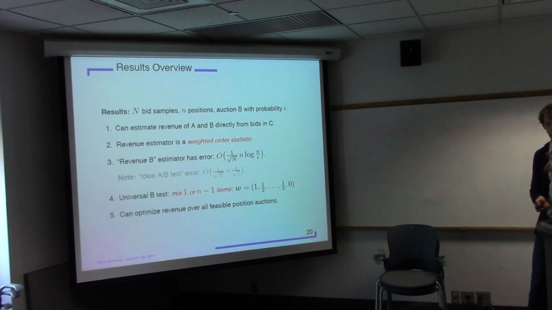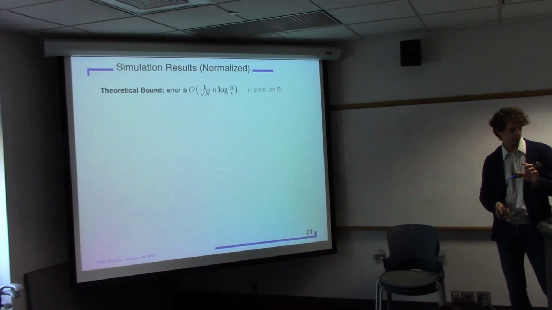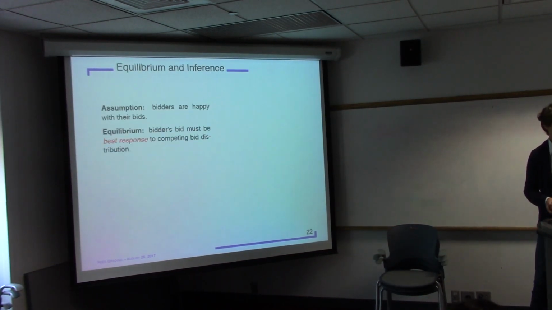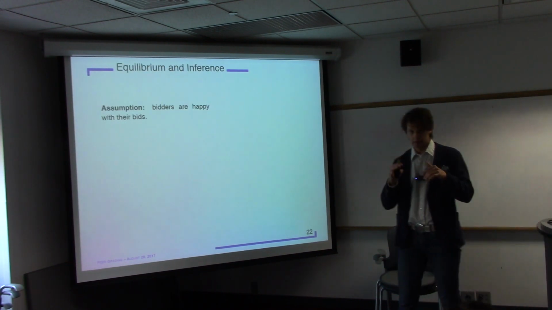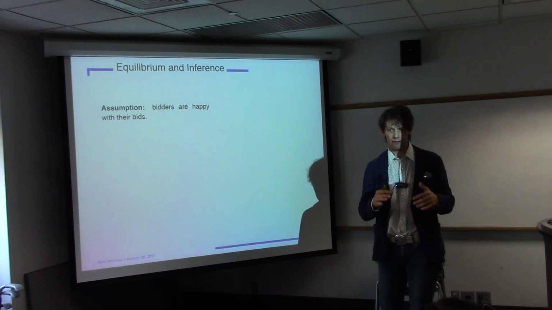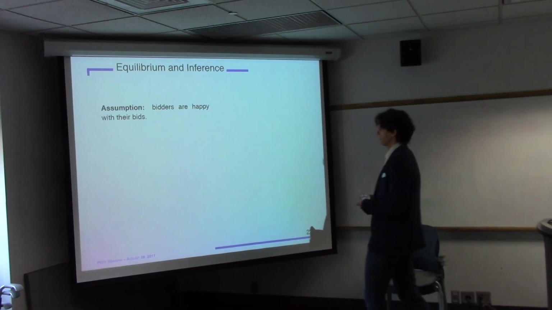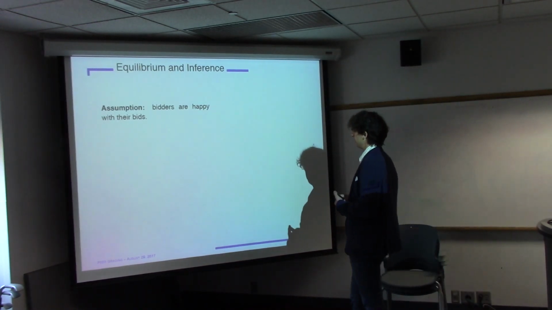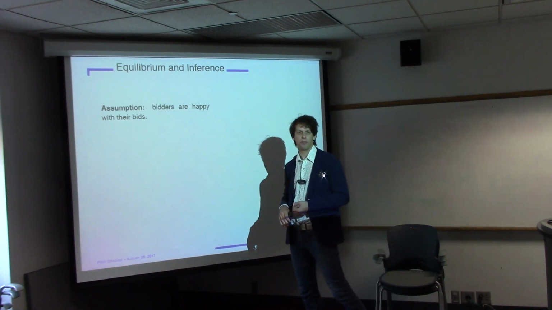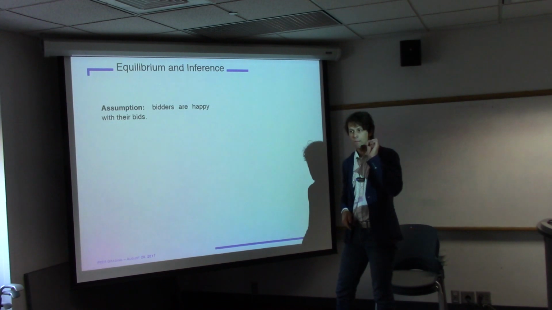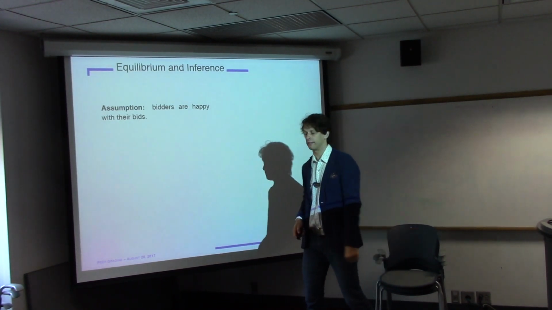I want to give you one more slide on the basics of econometric inference and how this works. Okay, I'm going to skip this. So the basic idea behind how you do inference with bid data, which is the big change here over the classic models of machine learning and statistics, is starting with the following assumption. I assume that bidders are happy with their bids. What does that mean? A bidder's bid is the best bid given the distribution of other bidders' bids.